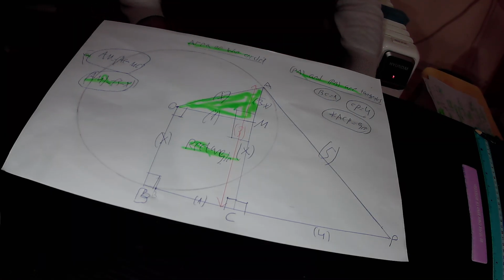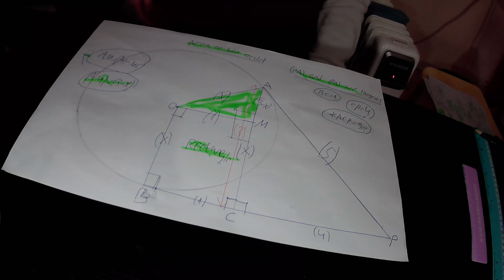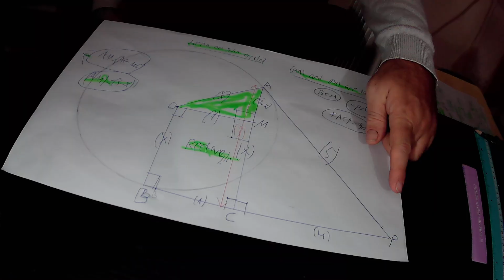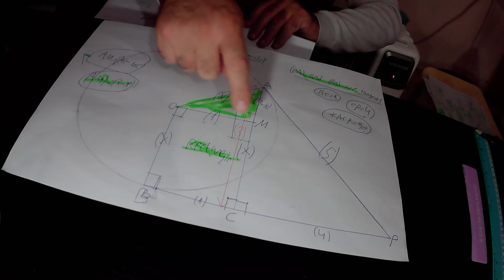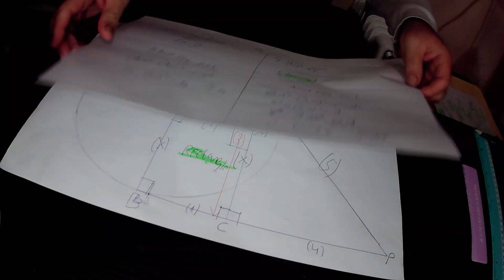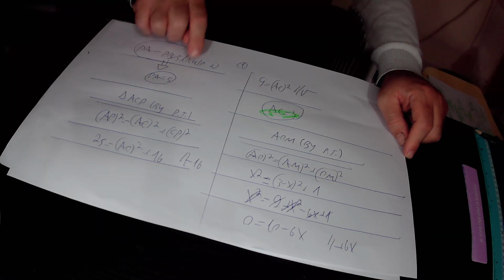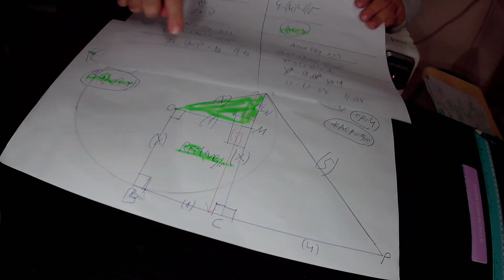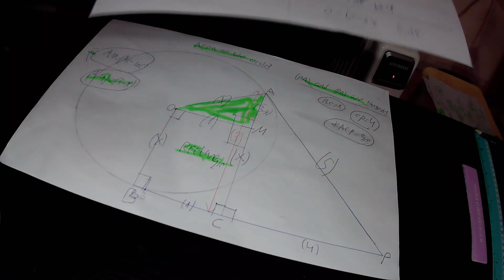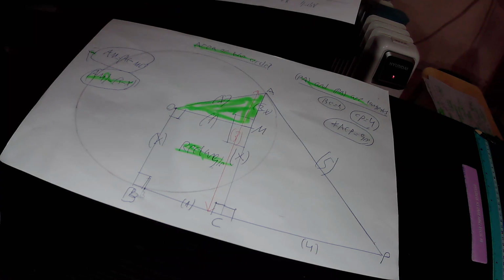In the next step, we apply the Pythagoras theorem to this right triangle ACP. According to the Pythagoras theorem, AP squared, the square of the hypotenuse, equals AC squared plus CP squared. AP is 5, therefore AP squared is 5 squared, that is 25, and it equals AC squared. AC is the missing side, so leave it as it is, plus CP squared. CP is 4, therefore CP squared is 4 squared, that is 16.